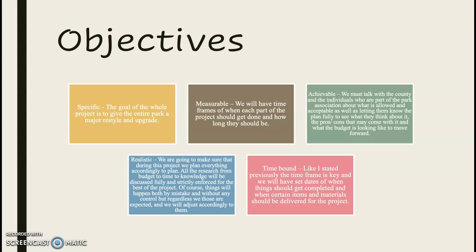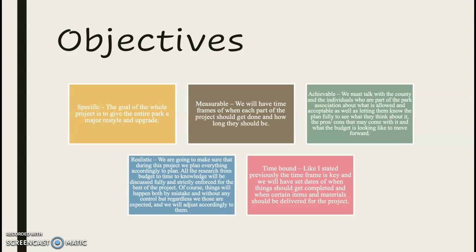Within the specific aspects, the goal of the whole project is to give the entire park a major restyle and upgrade. Within the measurable aspect, we will have time frames of when each part of the project should get done and how long they should be.